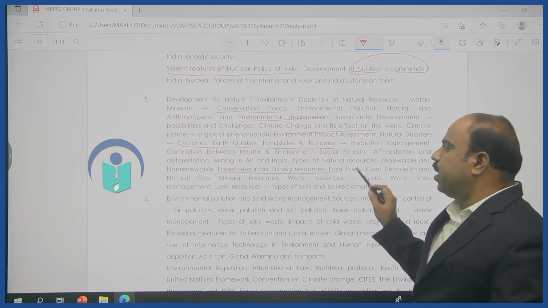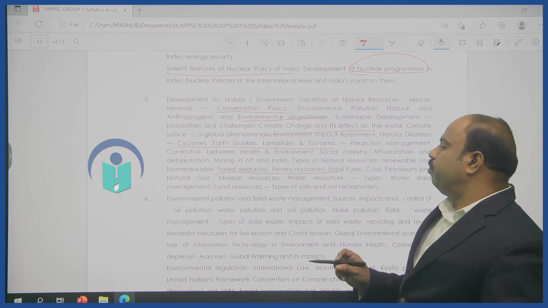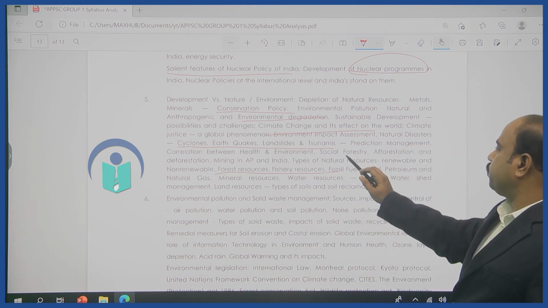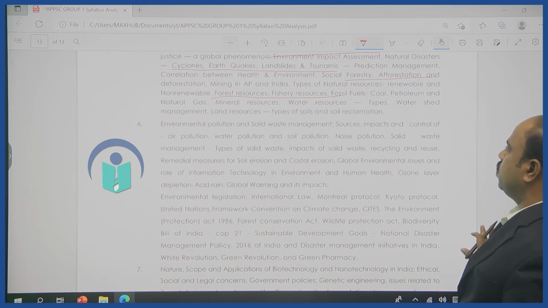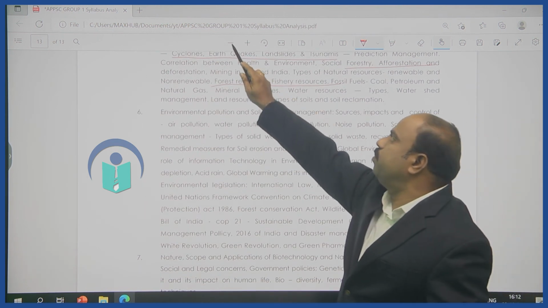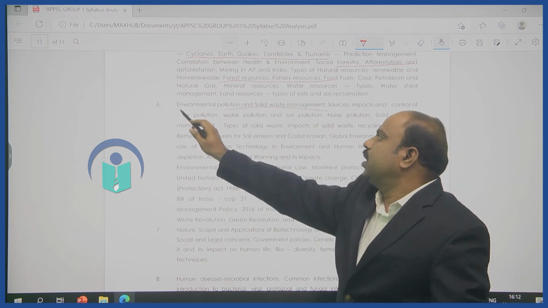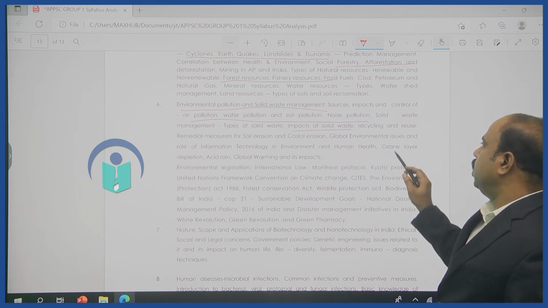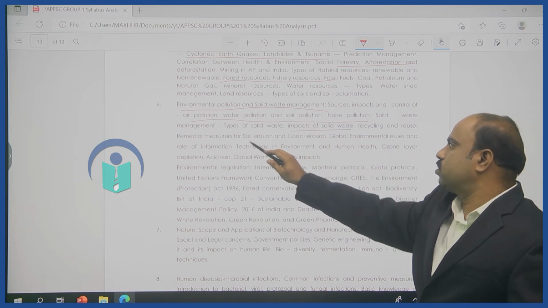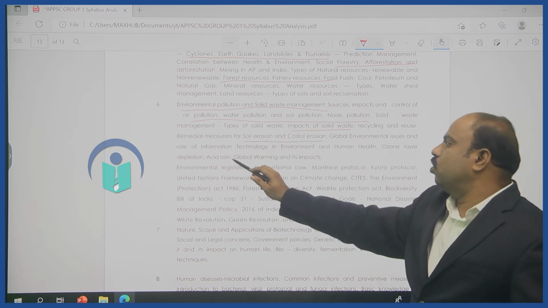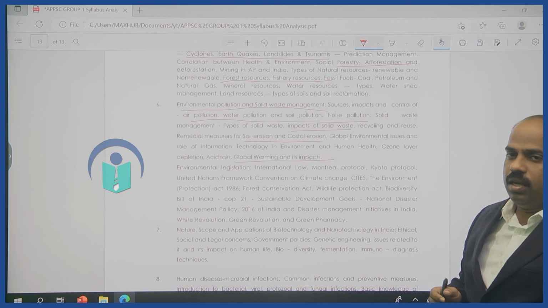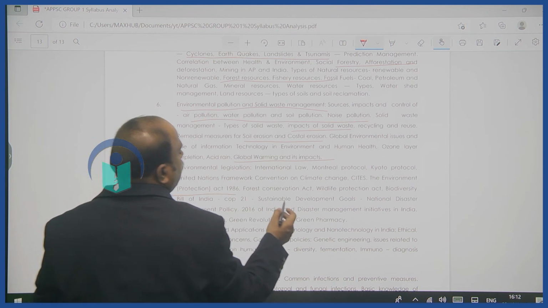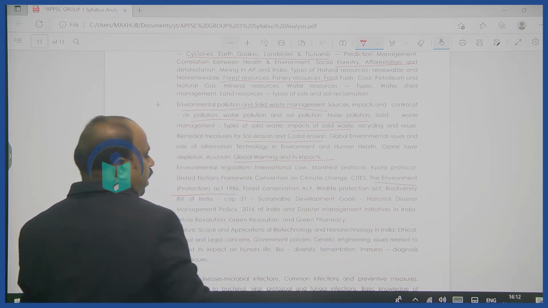How India and Andhra Pradesh are mitigating, for development of the resources and also the strengthening and security of the resources. So what about environmental pollution and solid waste management in India? Air pollution, water pollution, soil pollution, impact of solid waste, recycling and reuse, soil erosion and coastal erosion, global warming and its impact, and then environmental legislation, like the Environmental Protection Act 1986 and other acts.